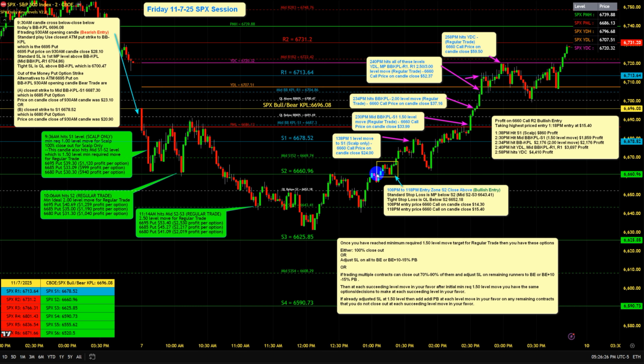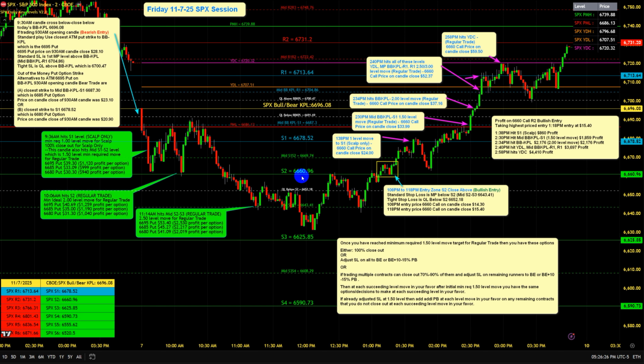The stop losses on this trade are as follows. The tight stop loss, just like any other trade on a bullish trade from any level, a bullish trade from any main level, your tight stop loss is the QL level below that level. So if it was a bullish trade off of the bull bear KPL, the QL below the bull bear KPL is your tight stop loss on that trade. If you had a bullish trade on S1, then tight stop loss would be the QL below S1. So on S2, the tight stop loss on a bullish entry is the QL below S2.